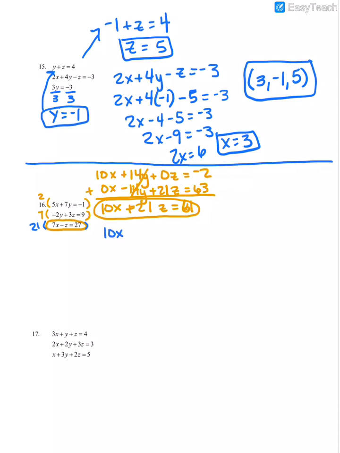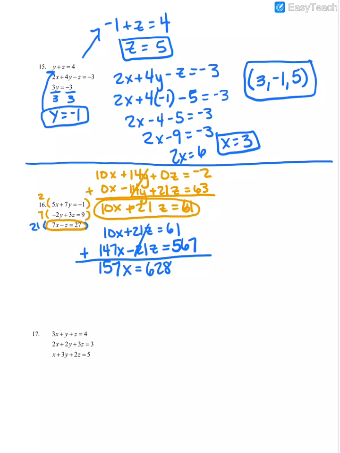So I have 10x plus 21z is equal to 61. 7 times 21 is 147. X minus 21z is equal to 21 times 27 is 567. So 157 when the z's cancel, that'd be x is equal to 628. So 628 divided by 157. So x is equal to 4.